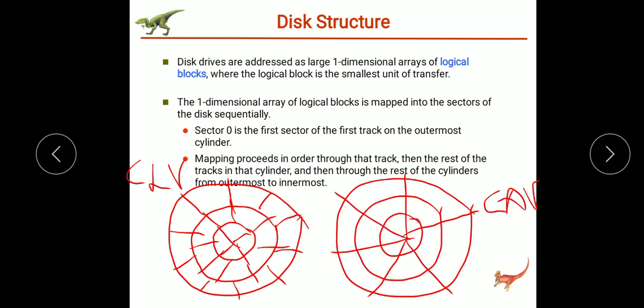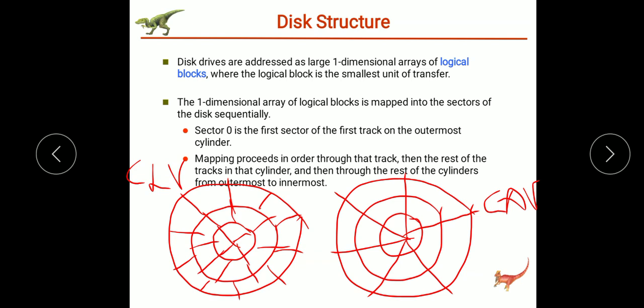Hi students, let's continue our discussion, that is disk structure. As we all know, each disk platter is divided into a number of tracks and each track is divided into a number of sectors, right? And the sectors are the basic unit for read and write operations in the disk. Modern disk drives are addressed as large one-dimensional arrays. These one-dimensional arrays of logical blocks are mapped onto sectors of the disk sequentially.